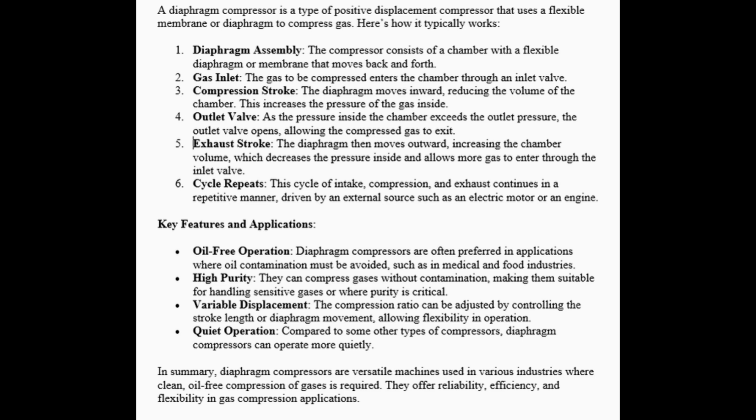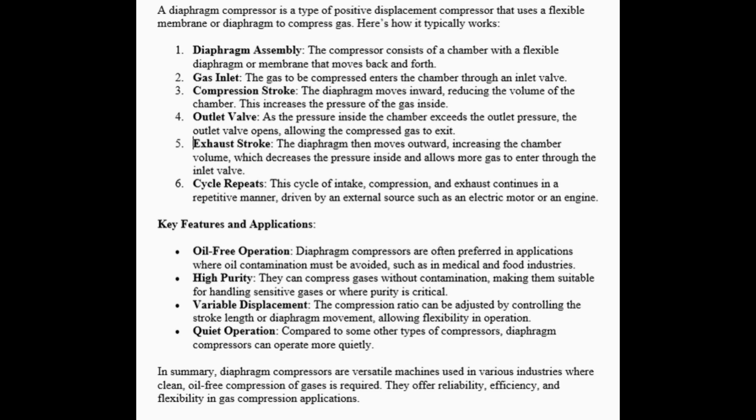4. Outlet valve. As the pressure inside the chamber exceeds the outlet pressure, the outlet valve opens, allowing the compressed gas to exit. 5. Exhaust stroke. The diaphragm then moves outward, increasing the chamber volume, which decreases the pressure inside and allows more gas to enter through the inlet valve. 6. Cycle repeats. This cycle of intake, compression, and exhaust continues in a repetitive manner, driven by an external source such as an electric motor or an engine.